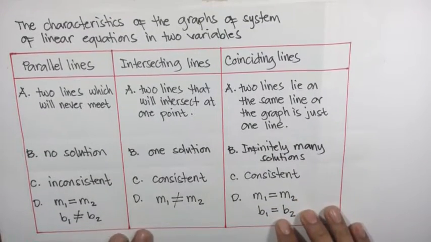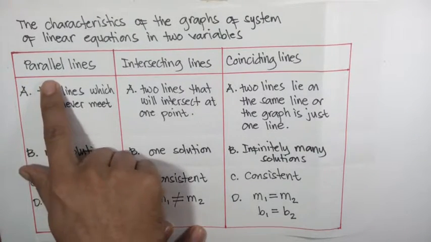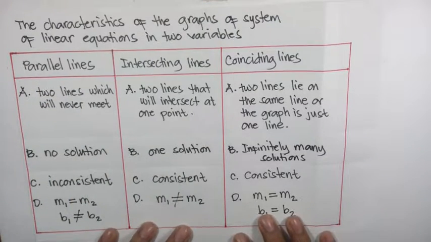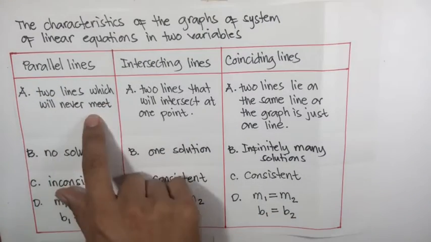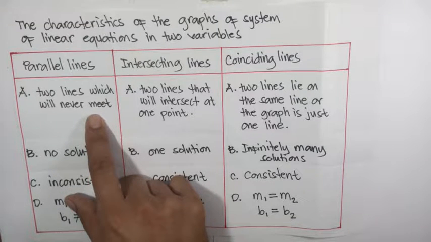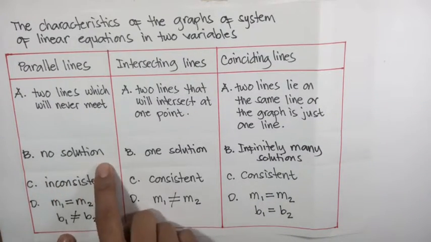Okay, what are the characteristics of a graph of system of linear equations in two variables? Now first, when you talk about parallel lines, what are the characteristics of these? When we say parallel lines, two lines which will never meet. So there is no intersection point here. Two lines which will never meet. Now if it's two lines which will never meet, there is no solution.